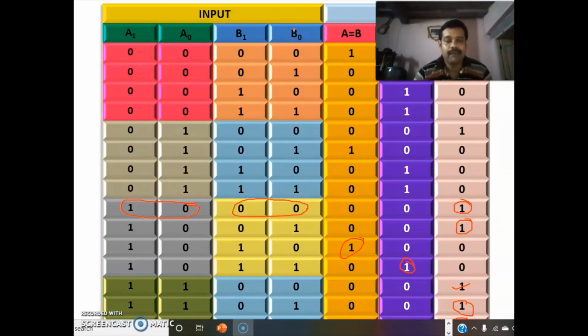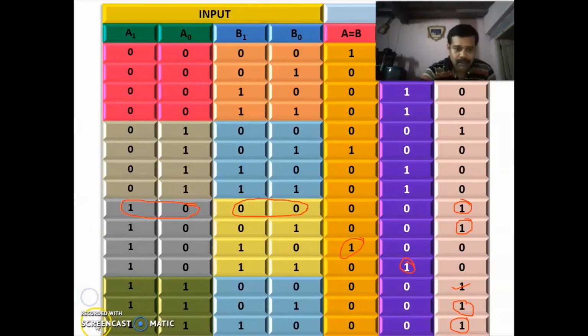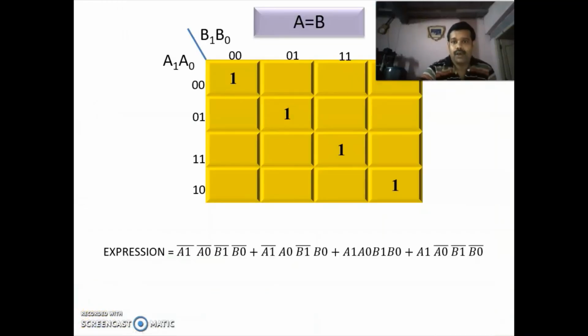So since we are having 4 inputs here in this particular question, we have to draw 3 4 variable K maps. Why? Because since we are having 3 outputs, we have to draw 3 maps. And since the input is 4 variable, we have to draw 3 4 variable K maps. Now, first we are drawing the K map for A equal to B.